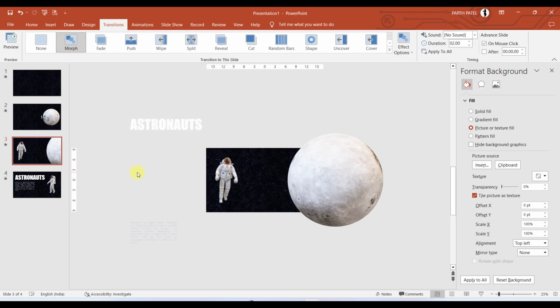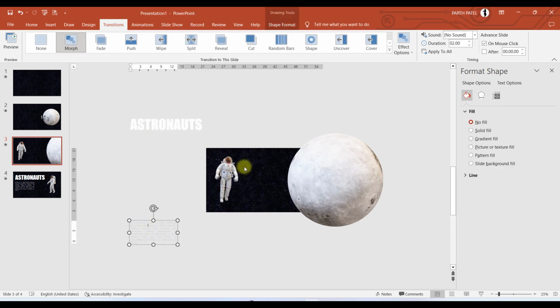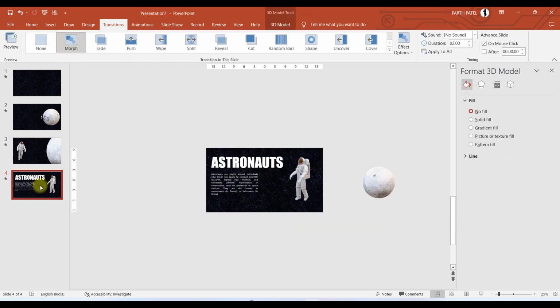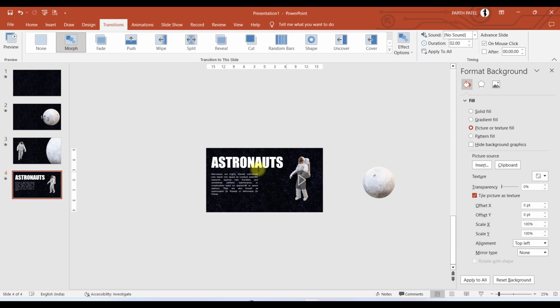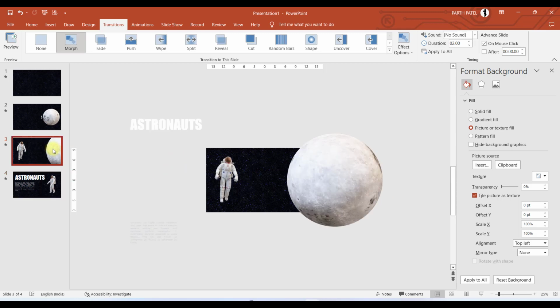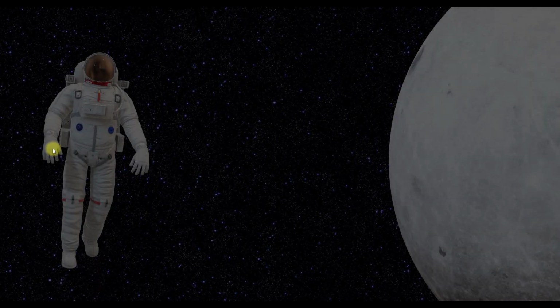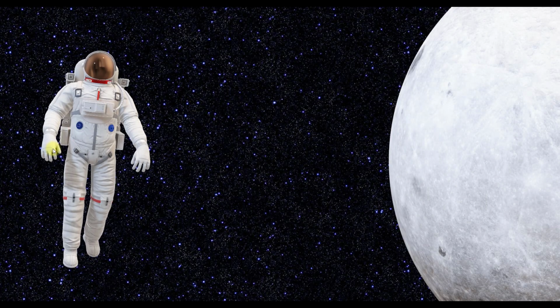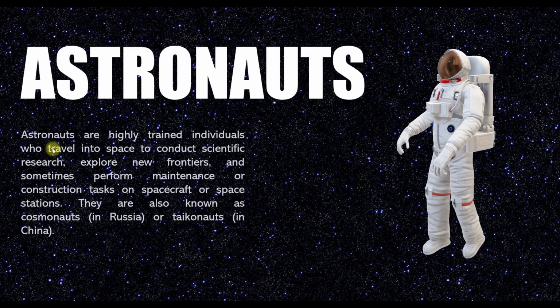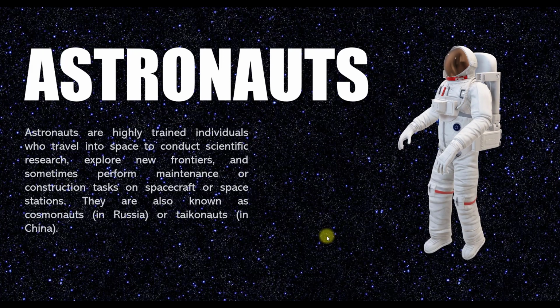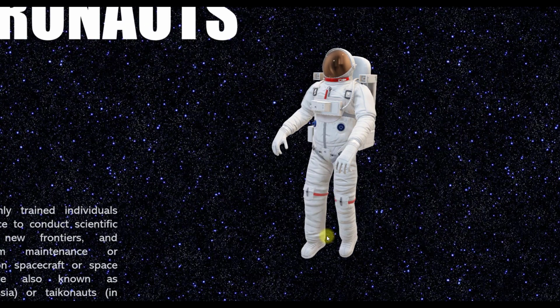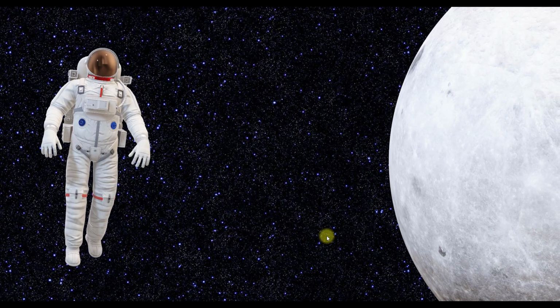So we have 4 objects over here in slide number 3, 1, 2, 3 and 4. And we have 4 objects 1, 2, 3 and 4 in slide number 4. So this is how the morph transition works. So let us see how the text boxes are behaving now. If I click on next, now you will see that the text boxes are also coming in an animated way like this.